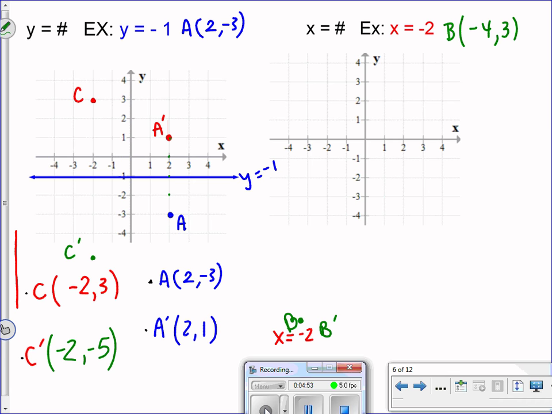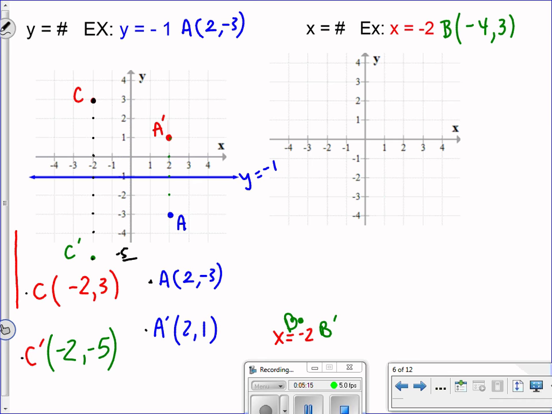Okay, so I got (-2, 5), a little bit off my graph. No worries, there's such a place. I did that by simply going to C and counting to my line of reflection. So 3, 4, and then I'm going to just continue that in the same direction. 1, 2, 3, 4. And of course, that would be -5. Cool.